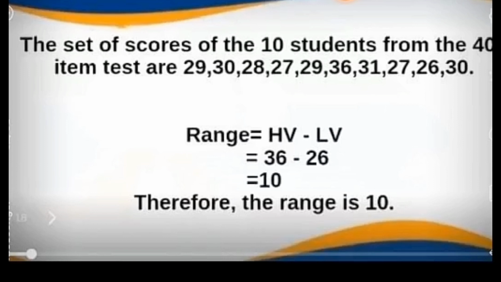Then we subtract: 36 minus 26 equals 10. Therefore, the range is 10. The range is the simplest of the measures of dispersion or variability. As we can see, we solve the range very simply. We just subtract the lowest value from the highest value, then we get our range.